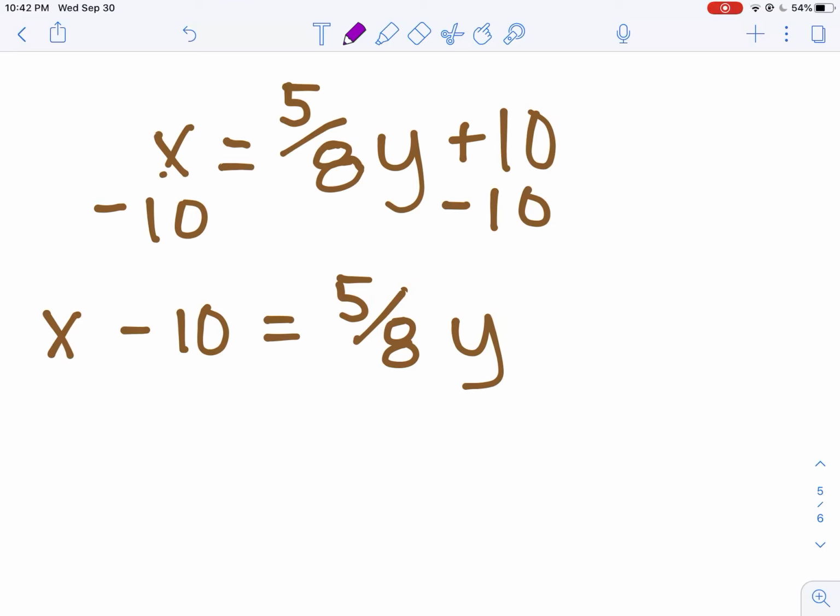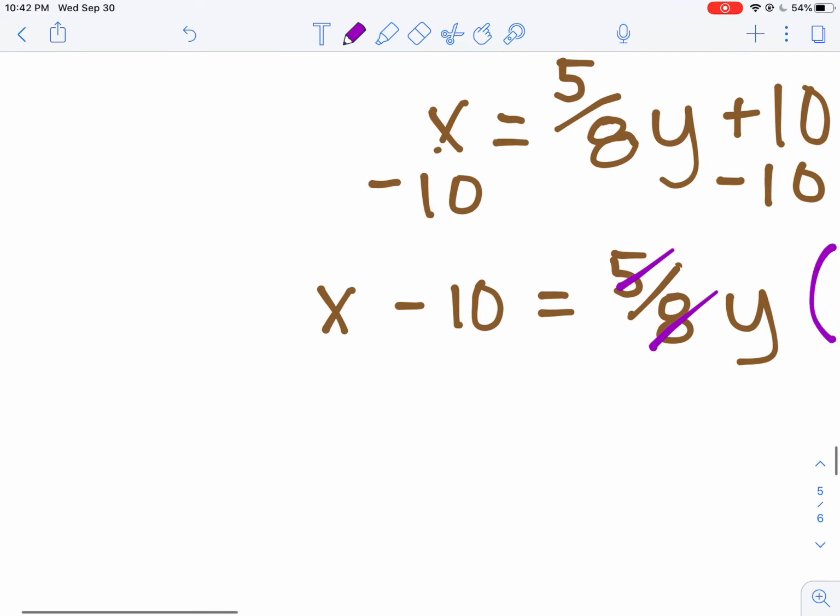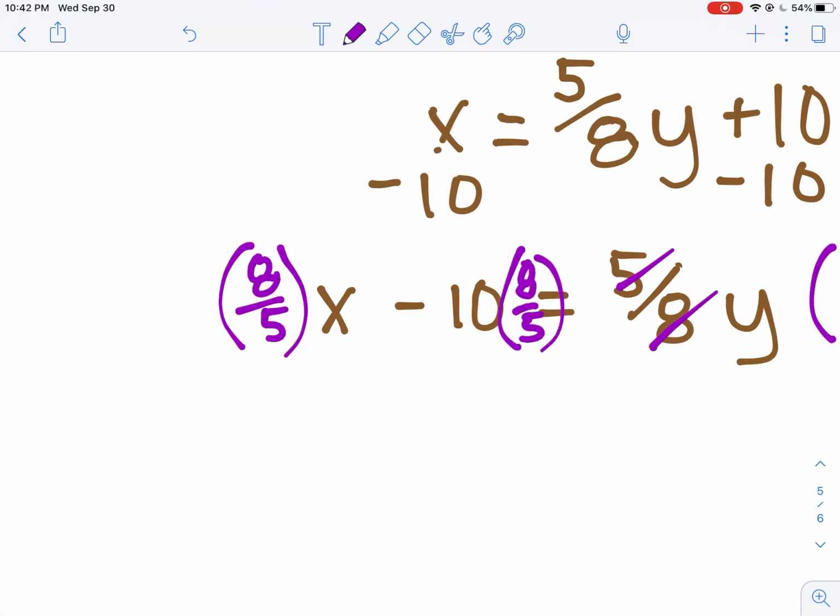In order to get rid of that 5/8, I'm going to multiply by the reciprocal. The reciprocal is 8/5. What happens? Those cancel out. But I also want to do it on this side too. I'm going to do it to each term. That gives me 8/5 x here. And now 10 times 8/5, I can cross simplify.